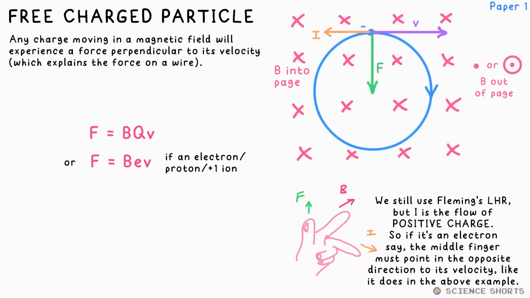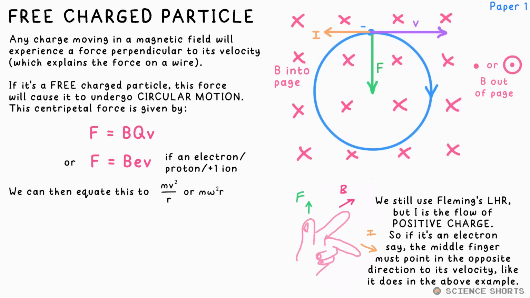Because we're thinking in 3 dimensions, you usually see the circular path drawn on the page. Then the field goes in or out of the page. That's represented by crosses or dots. As a circular motion, we can say that BQV equals mv squared over r, or m omega squared r, depending on whether you're dealing with actual speed or frequency and time period instead. Rearranging the first equation, we see that r is equal to mv over BQ.